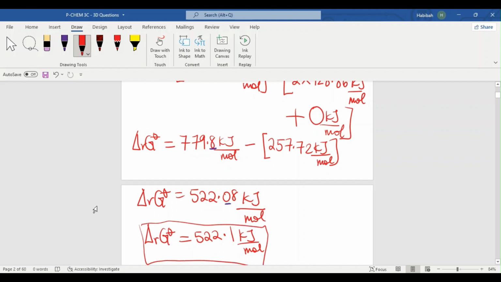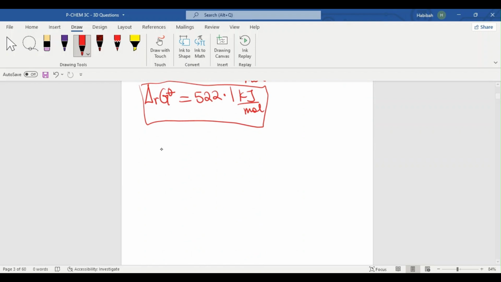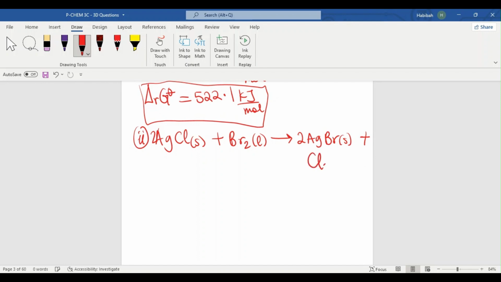So now let's go to the second reaction. The second reaction is 2AgCl, solid, plus Br2, liquid, and then 2AgBr, solid, plus Cl2, gas. So we have all of this information.